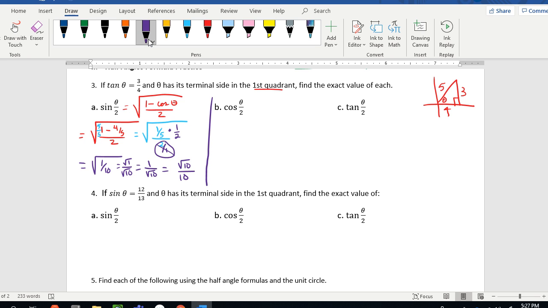This one is going to look just like this, except it's 1 plus cosine theta over 2. So if I have 1 plus cosine theta over 2, I'm going to end up with the square root of 1 plus 4/5 over 2, and this becomes 5 over 5. So I'm down with 9 over 5. Put it over 1 times 1/2. That's going to give me 9/10.